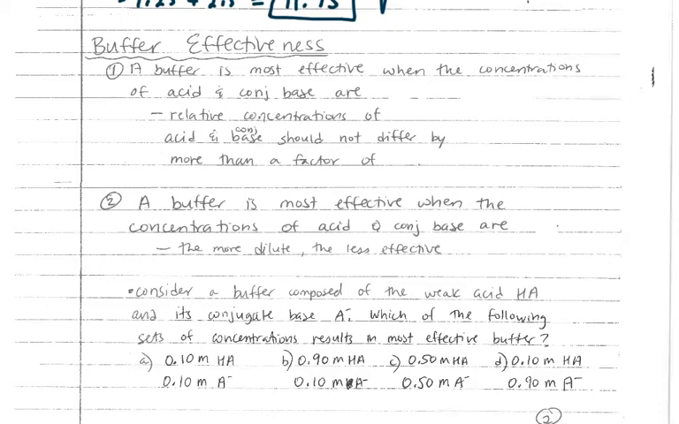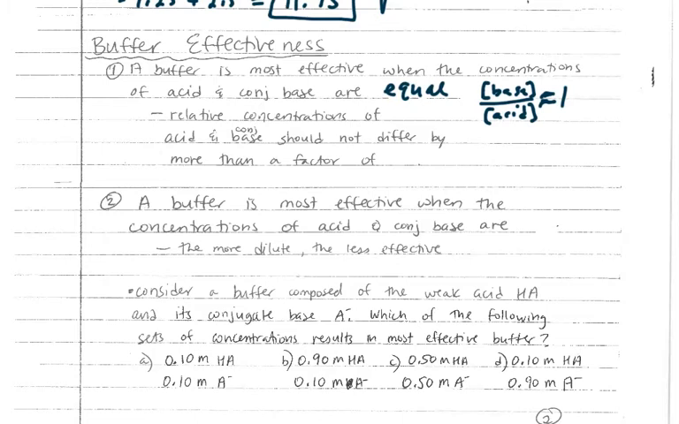So the two things that make it most effective: one, it's most effective when the concentrations of the acid and conjugate base are equal, so that they are close together. So basically, you want this ratio here, the concentration of base over concentration of acid, to be close to 1. The closer it is to 1, the more effective that buffer is at keeping the pH steady.